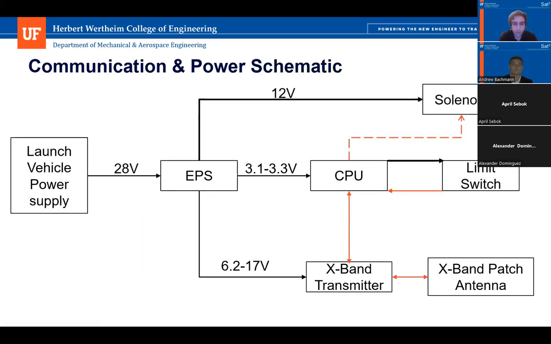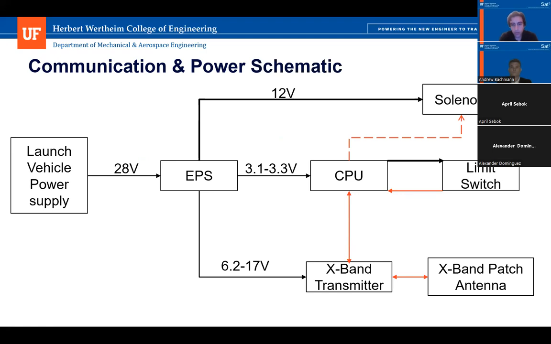So this is a really simple communication and power schematic that I made. First, you can see that the launch vehicle supplies 28 volts to the EPS, and then it is seen that the EPS is connected to the solenoid, the CPU, and the X-band transmitter. As you can see, the EPS steps down the voltage and provides the correct voltage to each of the components.